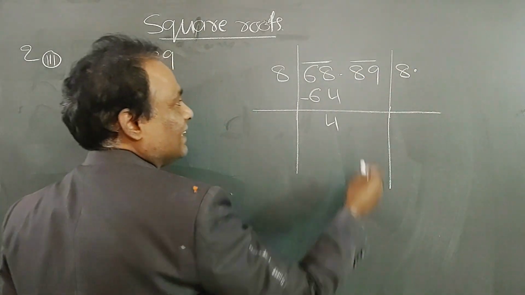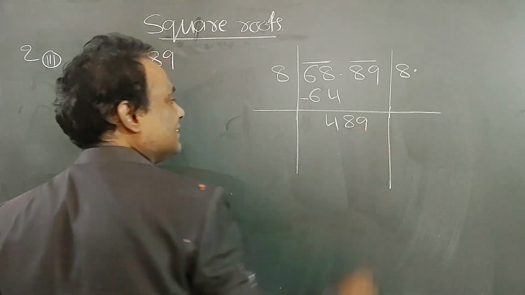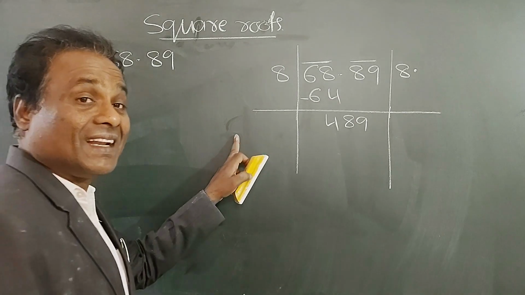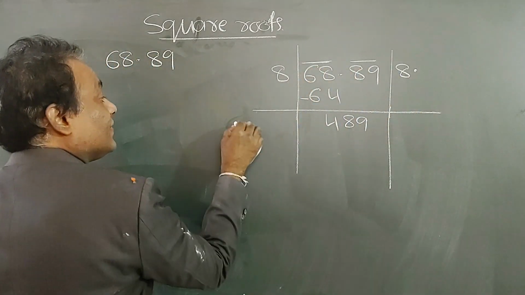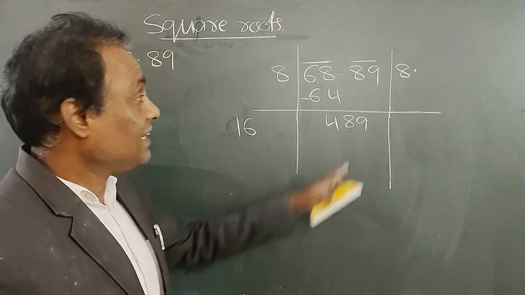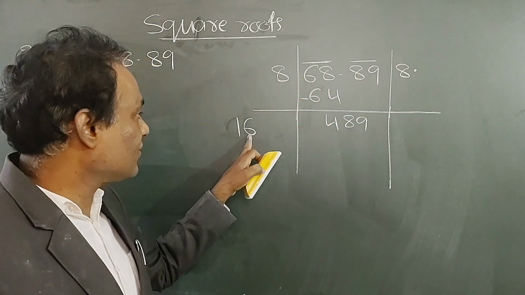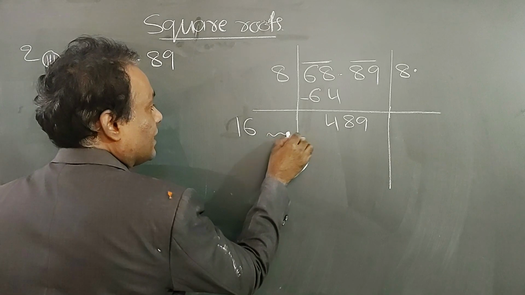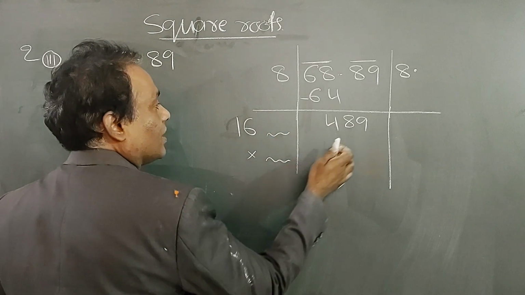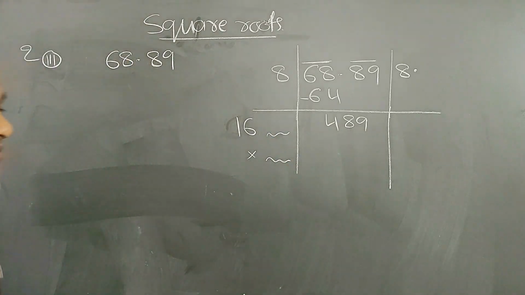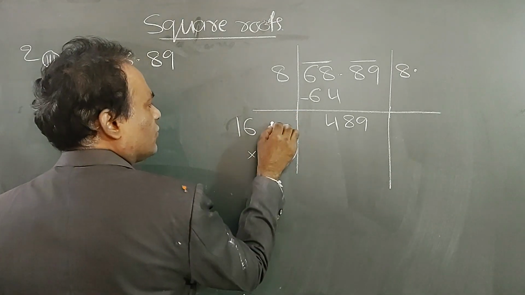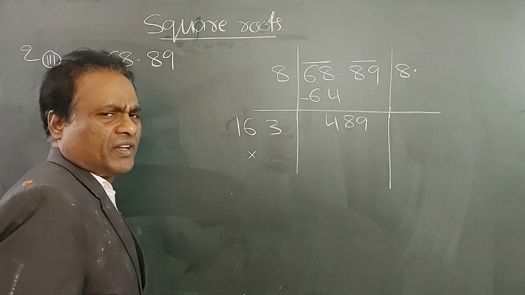The decimal you write here. Take 2 digits. Now what do we write here? 8 plus 8 is 16. Write a number here, multiply with the same number. We have to get 9. 9 means 3 or 7. Only two possibilities. Try with 3. If not, try with 7.